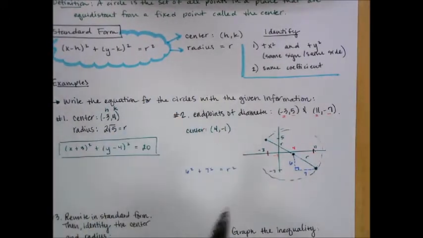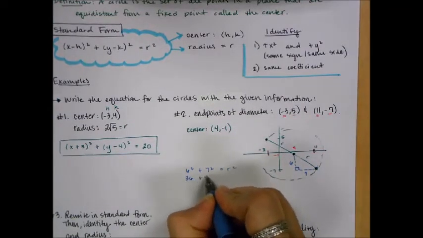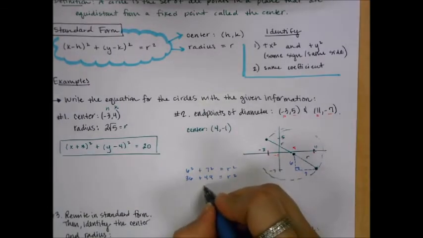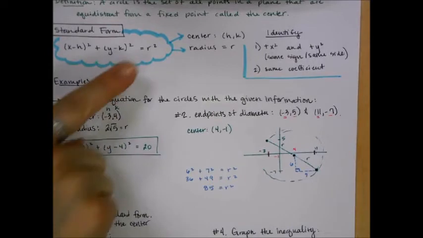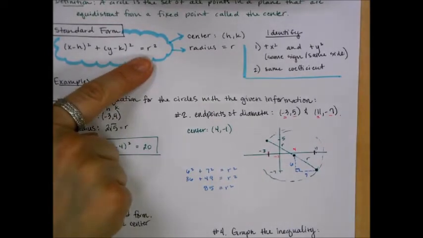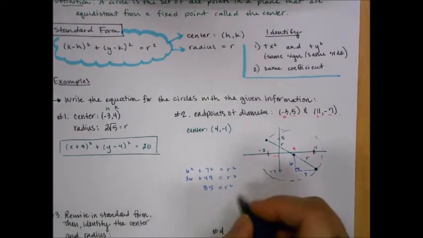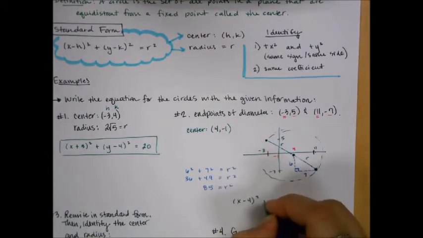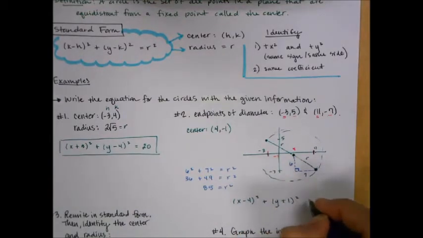So right here we have 36 plus 49 is r squared. That gives us 85. So now I have what r squared is to plug into my formula along with the center. So we'll write our equation. (x - 4) squared plus (y - negative 1) squared is equal to r squared, which is 85.